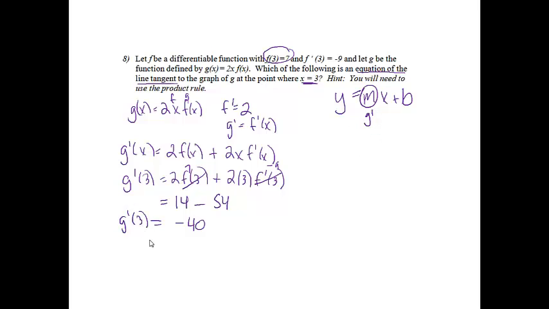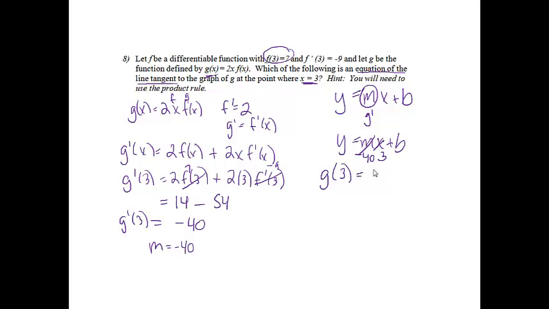And again, what that found for us was that the slope of my function, or of my tangent line, is negative 40. Okay, so now I'm going to go ahead, plug in what I know here. I just found out that the slope is equal to negative 40. I also know my x value is 3. I do not know my y value, and in this case, my y value would be a g value. So I'm going to do a little bit of investigative work here.